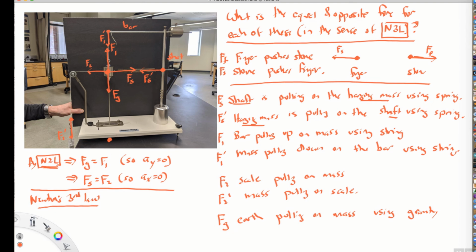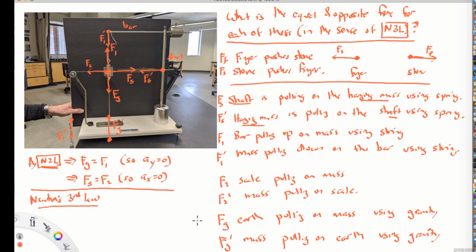And so what's the equal and opposite force? Well, that mass is pulling up on the Earth using gravity. So Fg prime is the mass pulling on the Earth using gravity. So just as gravity pulls down on this mass, so too gravity is pulling up on the Earth, because this object is attracting the Earth.